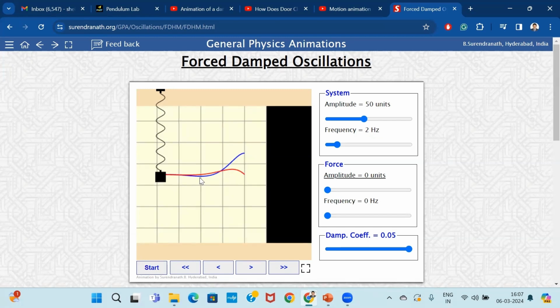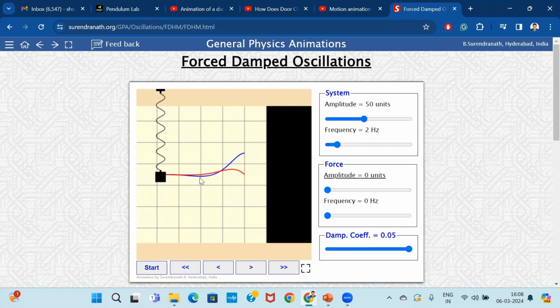So if b square is greater than omega square, the amplitude decreases with time without making oscillations. That is called overdamped. In the second case, b square equal to omega square, the amplitude decreases with time without making oscillations, but faster than the previous case. So this one is known as critical damping.